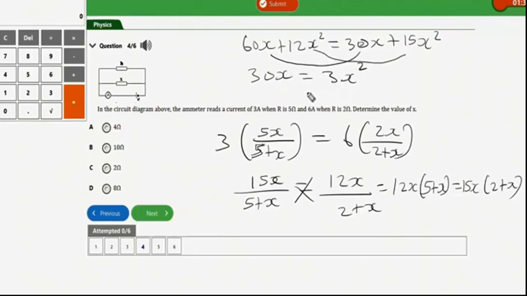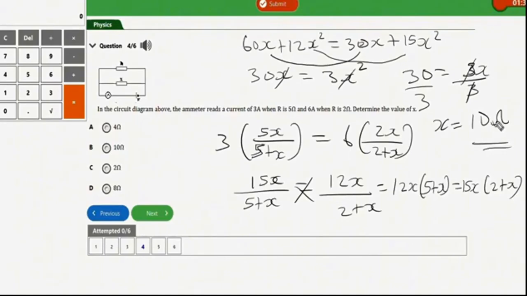Okay, so at this juncture you are going to want to make x the subject of the formula. So this x itself cancels this x here, we are left with 1x. So we now have 30 equals 3x. So you can now divide both sides by 3. So our x will now be 30 divided by 3. x will now be what? 10 ohm. That will be the answer to this question. Okay, this is ohm. So the correct option is option B. It's as simple as this.